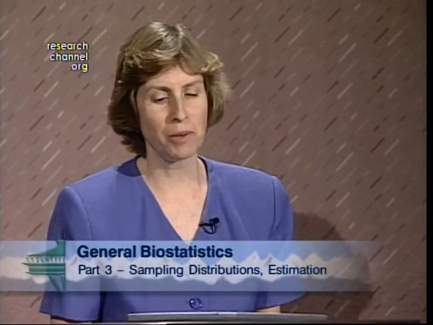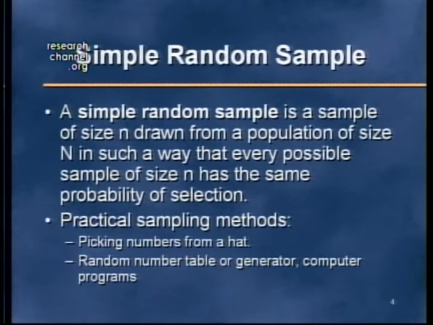Suppose that what we do in practice is we conduct a study. We either aim to have a simple random sample, or we aim to have a sample that is, as far as we can hope, a simple random sample. In other words, a simple random sample is one in which we draw it from a population. The sample is of size little n. We draw it from a population of size big N in such a way that every possible sample of that same size little n has the same probability of being selected.